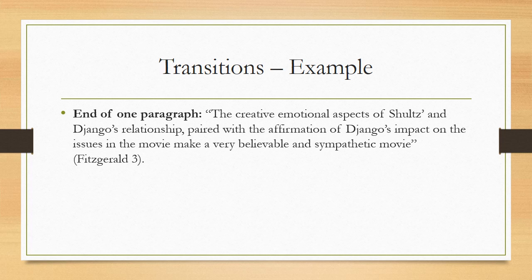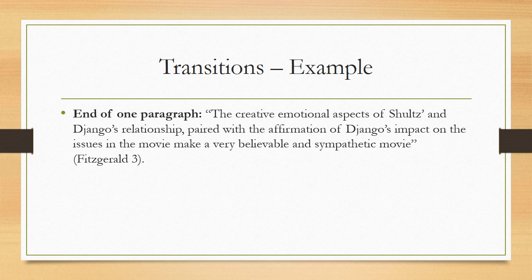At the start of the paragraph, and at the end, more specifically, the slave owner here, Schultz, and the slave, Django, they have this unique relationship, and creativity and emotion have made it unique. And then you've got Django's character is very affirmed, rather than a stereotype or something condescending about the character who's a slave, the African American character. This is a very positive, affirming portrayal of the character.